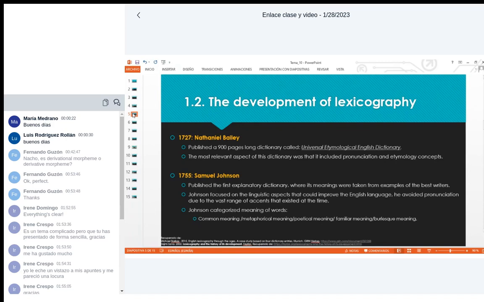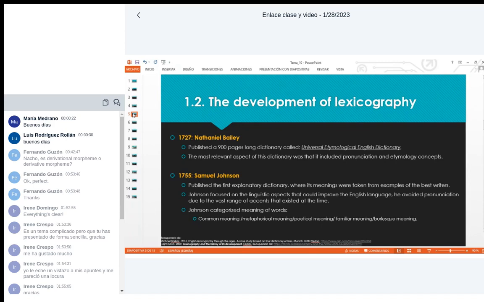Now, the next author dedicated to lexicography is Samuel Johnson in 1755, and this is probably the most well-known author trying to build a dictionary where he offers an explanation of the meaning of words. Something that Samuel Johnson did and his predecessors didn't was that he included meanings, and he took the words from the best writers of the UK.